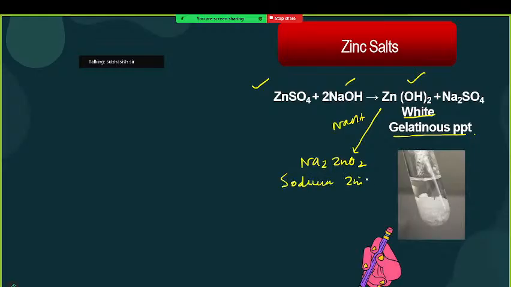Sodium zincate. So zinc hydroxide, when it reacts with an excess amount of sodium hydroxide, produces sodium zincate, which is soluble. So if you add excess amount of sodium hydroxide, then you shouldn't get any white gelatinous precipitate, but a small amount of sodium hydroxide gives some precipitate, white gelatinous precipitate of zinc hydroxide.